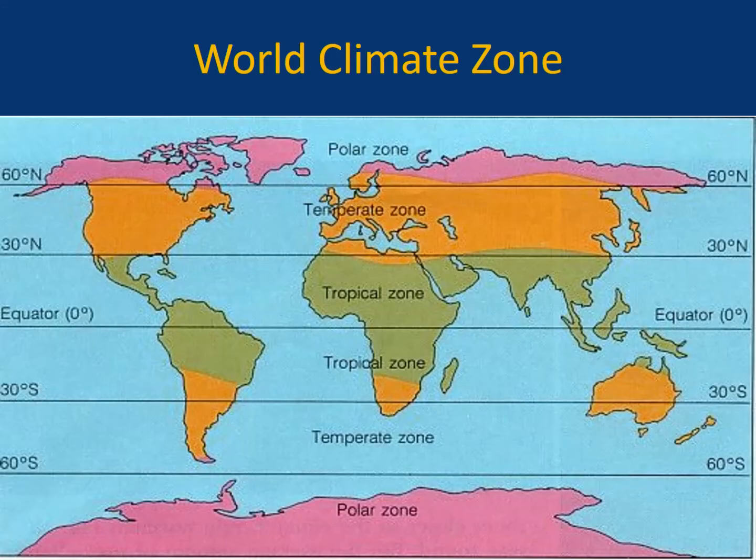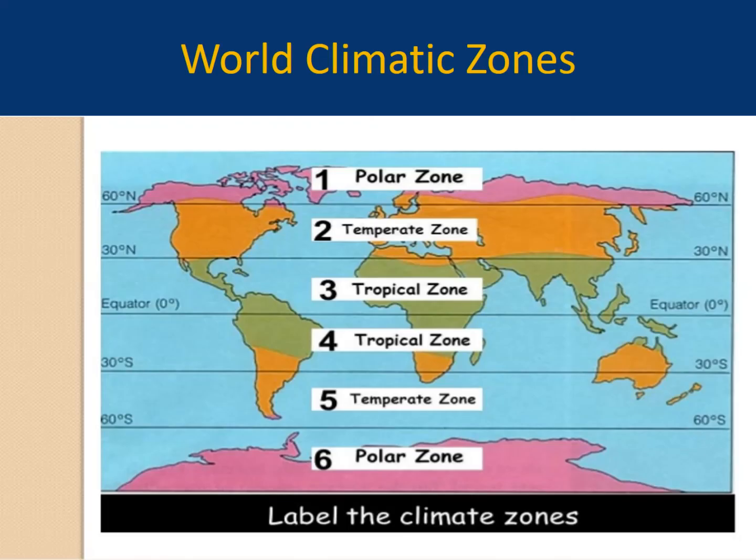Now look at the world map. Here the different zones are divided. Equator, the 0 degree, and on both sides, in both hemispheres, northern and southern hemisphere, are tropical zones. And then the temperate zones, which are in orange color mentioned here. And then the pink color zones are polar zones, which are the coldest regions. Here you can see there are a total of 6 climatic zones.